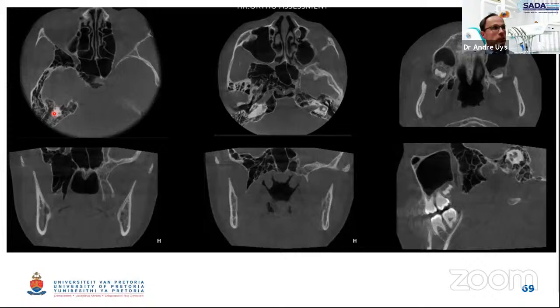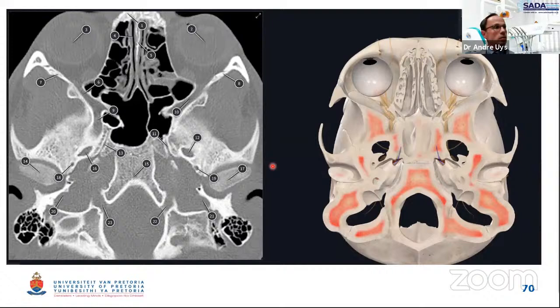So the diagnosis of a hyperpneumatization was made in this case, and we will only follow up this patient. It's nothing of concern, but it's quite nice to see how far this extends and what you can see on the CBCT compared to the panoramic radiograph. And that's why it's important to just give you a little bit of anatomy.